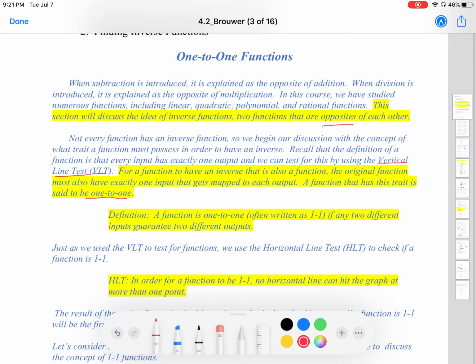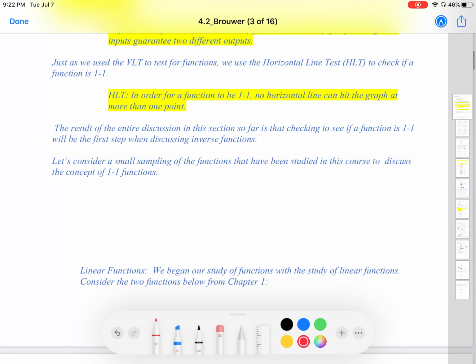Definition. A function is one-to-one, often written as 1-1, which means one-to-one, if any two different inputs guarantee two different outputs. Just as we use the vertical line test to test for functions, we use the horizontal line test to check if a function is one-to-one.